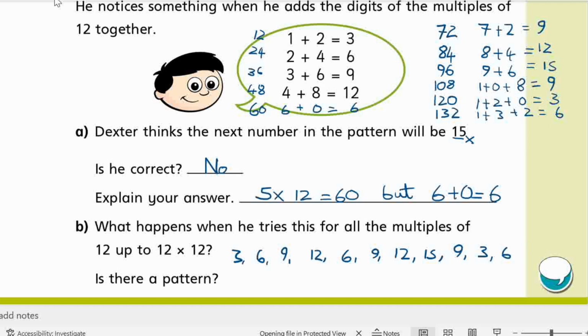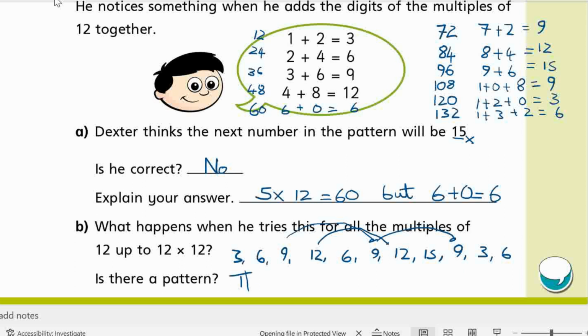I suppose every 2 digits there's a 9. And there's a 12 here, but it doesn't carry on here. So I don't think there is a proper pattern. Who knows if there's another 9 here? I don't think there will be necessarily. So we'll say that we couldn't find a pattern, yeah?